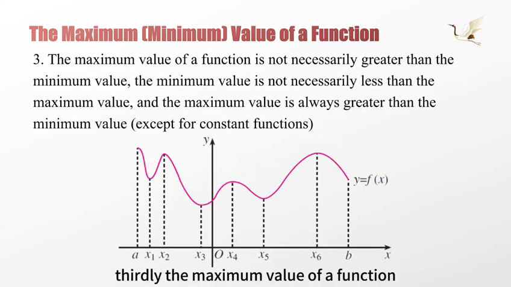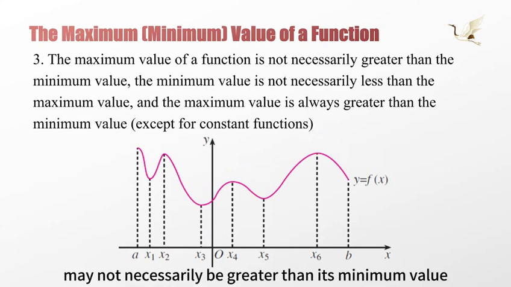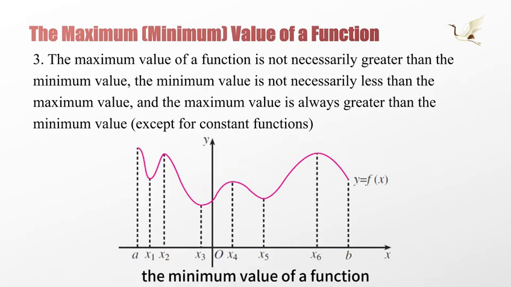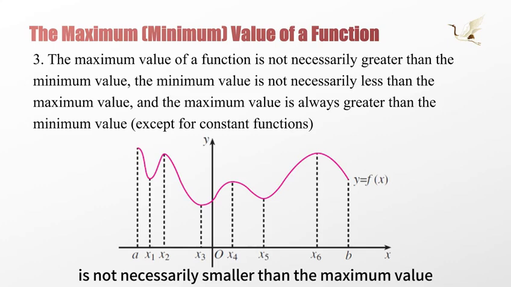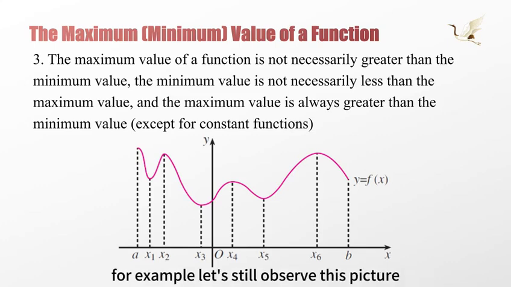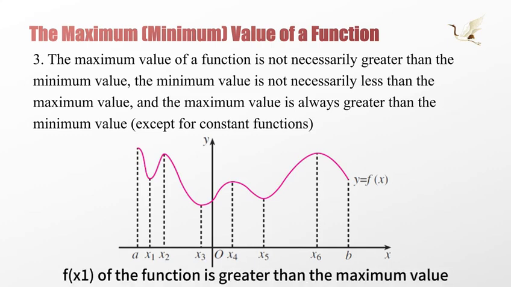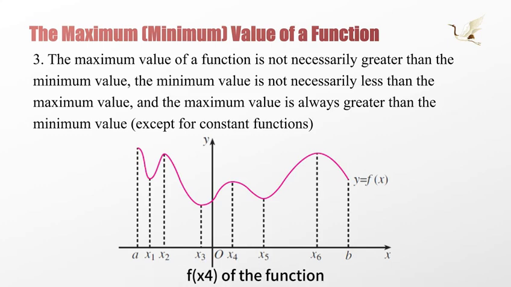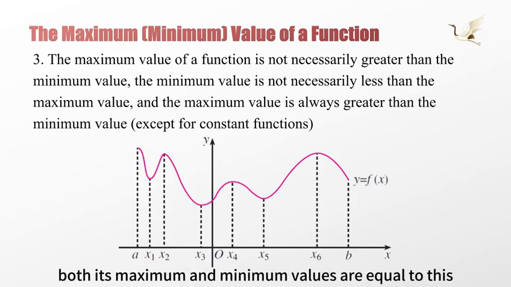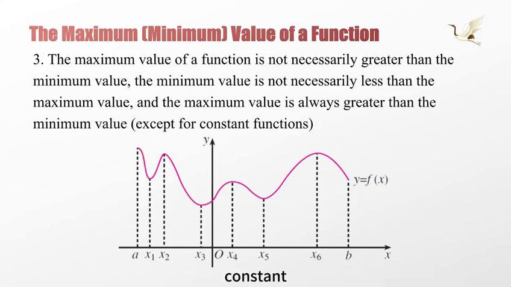Thirdly, the maximum value of a function may not necessarily be greater than its minimum value. The minimum value of a function is not necessarily smaller than the maximum value. For example, let's still observe this picture. We can observe that the minimum value f(x1) of the function is greater than the maximum value f(x4) of the function. However, the maximum value of a function is generally greater than its minimum value, except for constant functions, because for a constant function, both its maximum and minimum values are equal to this constant.